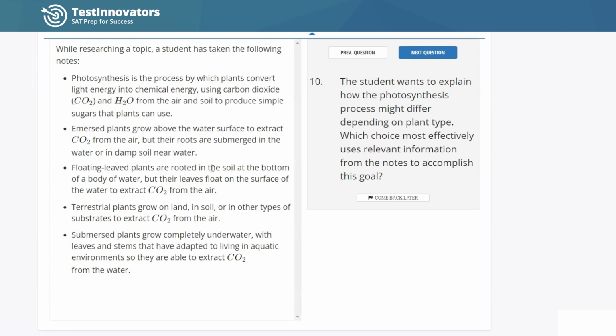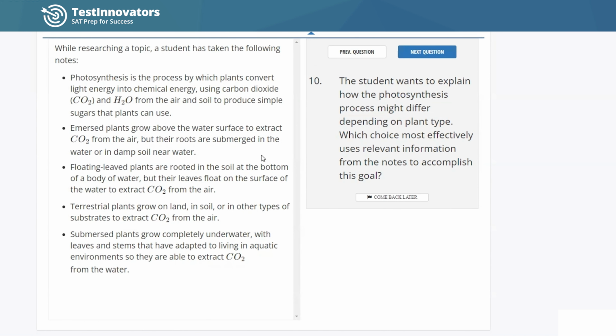Floating leaf plants are rooted in the soil at the bottom of a body of water, but their leaves float on the surface of the water to extract CO2 from the air. Terrestrial plants grow on land, in soil, or in other types of substrates to extract CO2 from the air. Submersed plants grow completely underwater, with leaves and stems that have adapted to living in aquatic environments, so they are able to extract CO2 from the water.